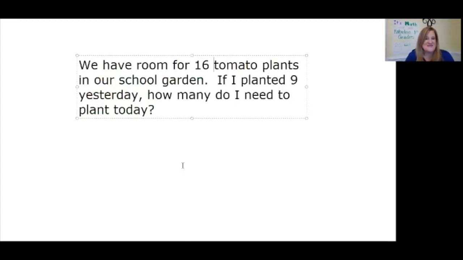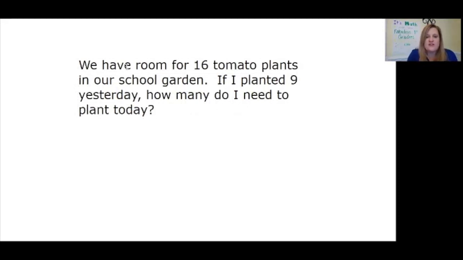Okay, boys and girls, we are going to step it up a little bit and have a word problem this time that we're going to solve. So let's read it together. We have room for 16 tomato plants in our school garden. If I planted 9 yesterday, how many do I need to plant today?